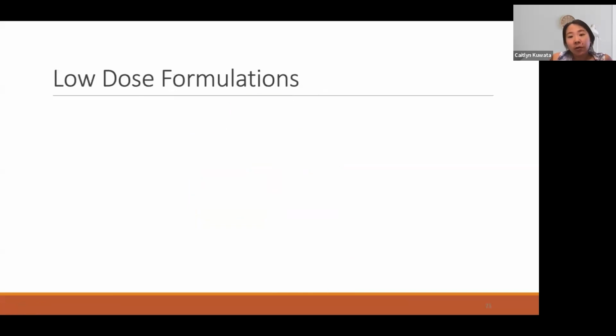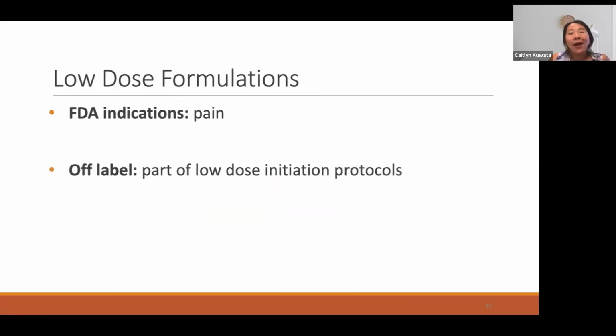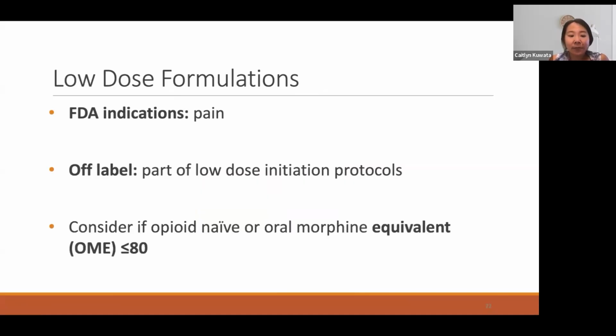So in terms of your low dose formulations, the FDA indications are for pain. They're meant to be used for pain. But off-label, you can use them as low dose initiation protocols, perhaps for someone who has opioid use disorder and you're trying to gradually get them on to buprenorphine. You could use them in that capacity.